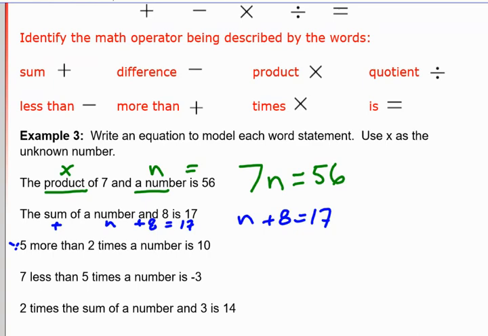All right, so we got Rachel trying it out. 5 plus 2n we can say is 11. So let's see what happens here. So 5 more than 2 times a number. So 2 times a number is 2n. 5 more than that is a plus 5, right? It's like we're saying 5 more than this is 10. So I have a good feeling about this, Rachel.